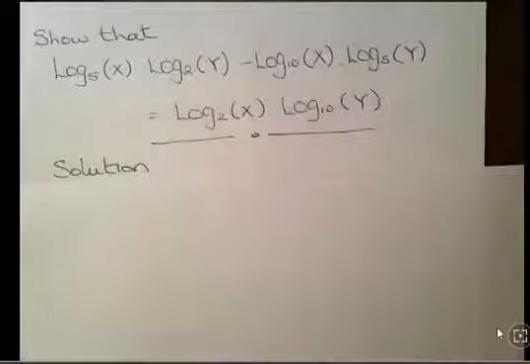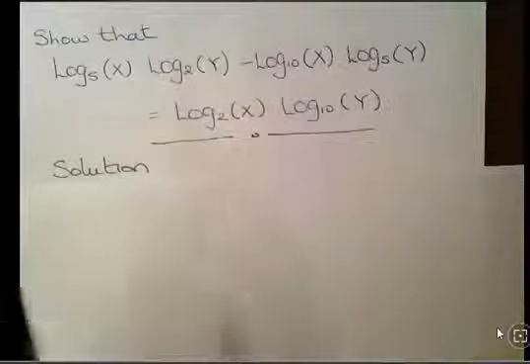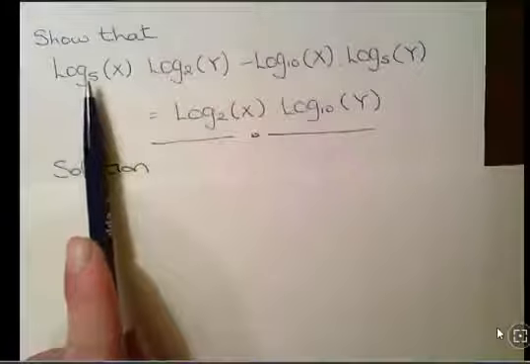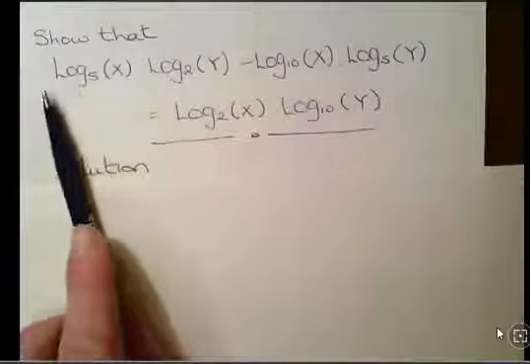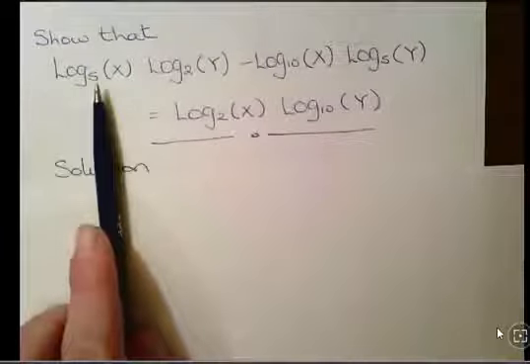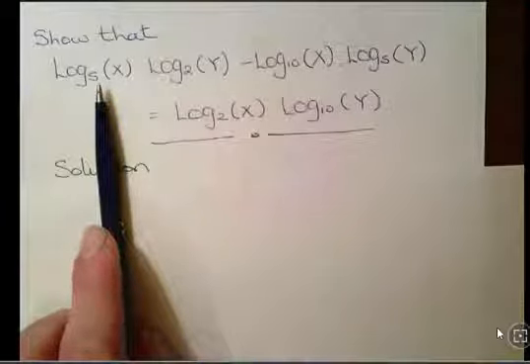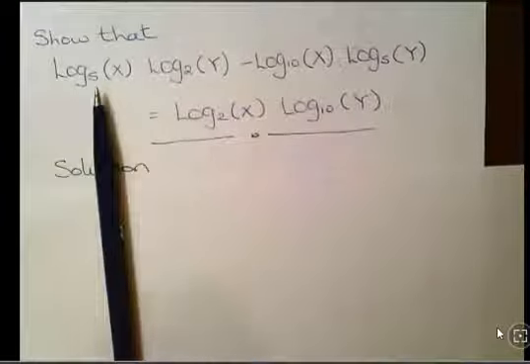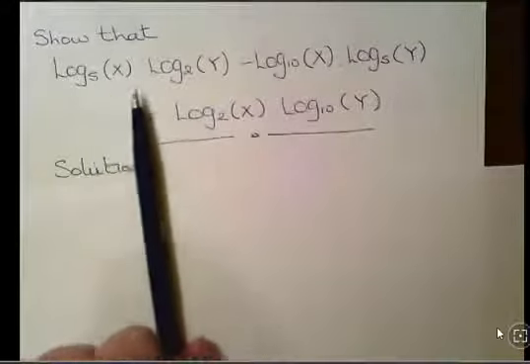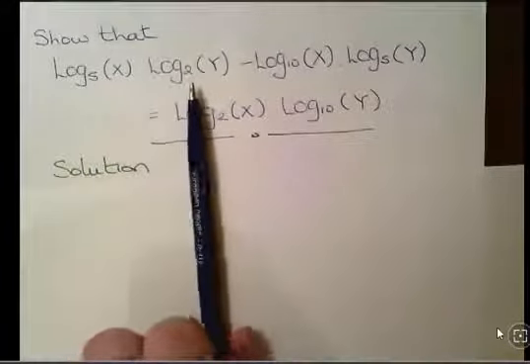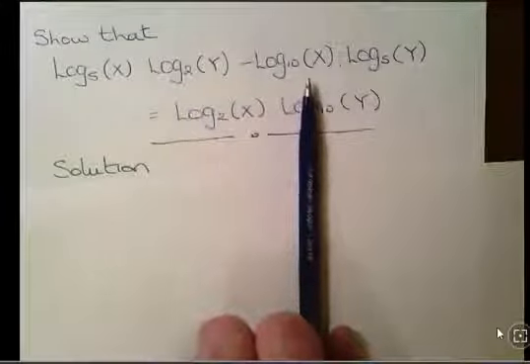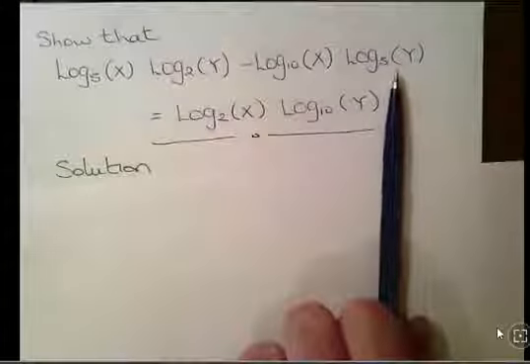Okay, in this presentation we're going to prove a logarithmic identity. Starting off, what we have to do is show that the left hand side is equal to the right hand side. I wrote the left hand side spread out over two lines, but you get the idea. So log of x to the base 5 times log of y to the base 2 minus log of x to the base 10 times log of y to the base 5.